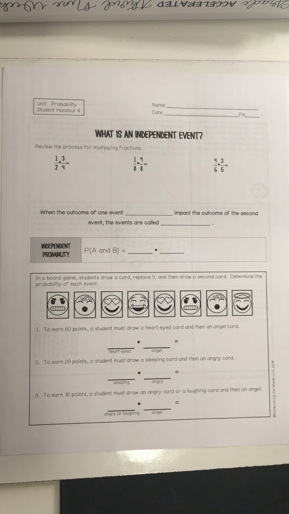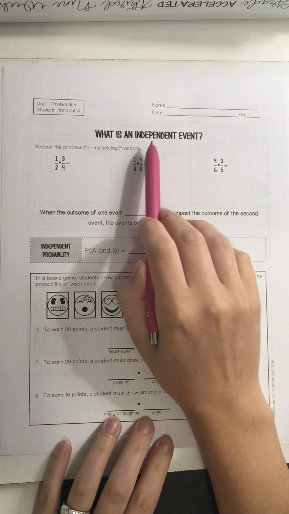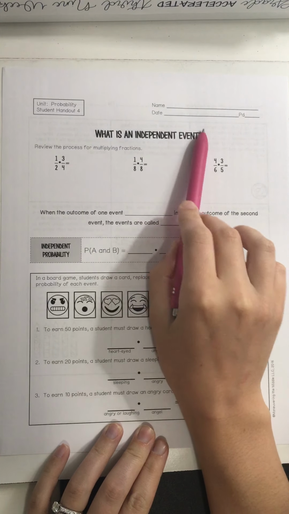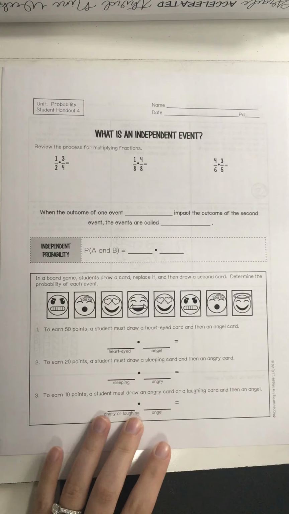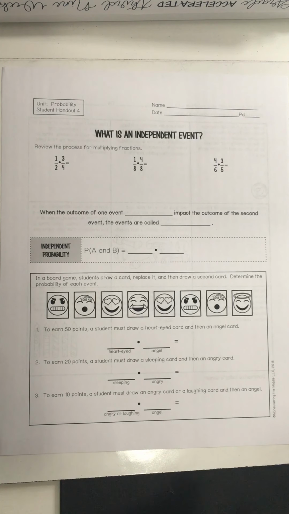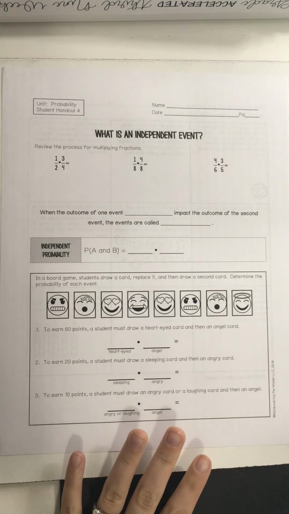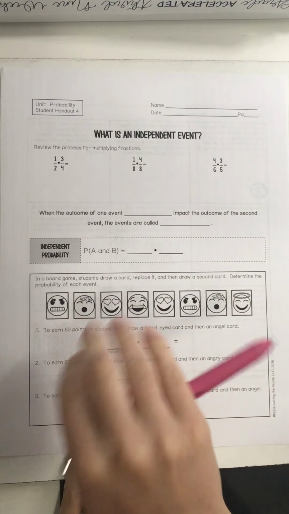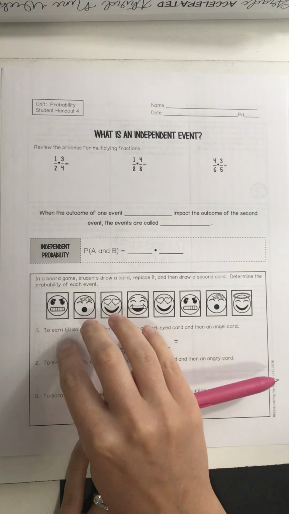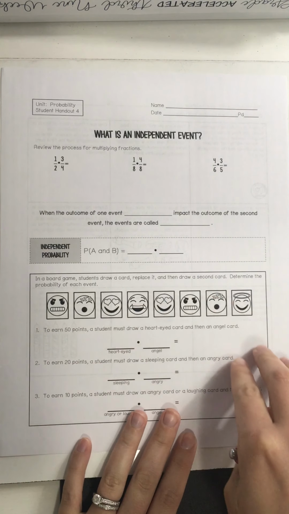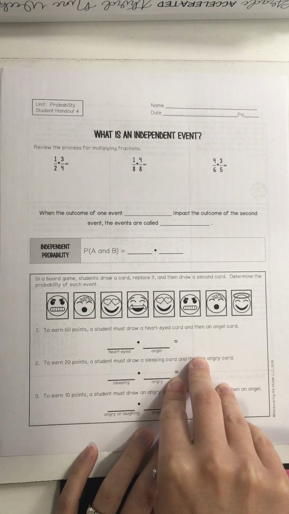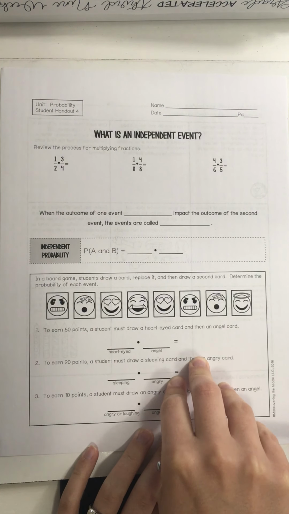Okay, so today we're going to be talking about how to solve for independent probability. So using independent events, we're going to determine what is the probability using independent events. First thing we are going to do is review how to multiply fractions, because when we are finding independent probability and when we're finding dependent probability, we're going to be multiplying fractions, and that's how we're going to find the probability.